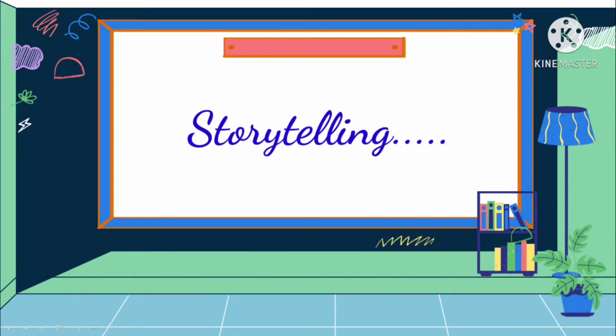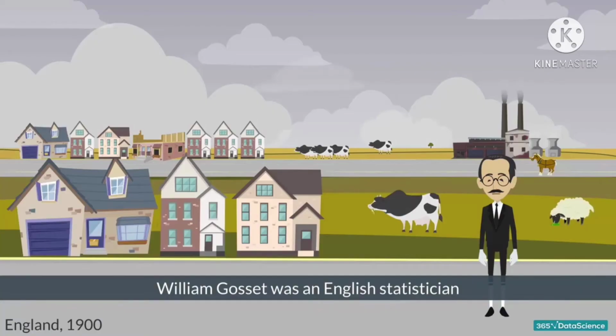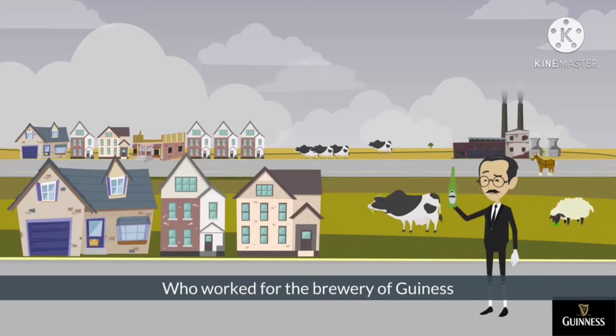Storytelling! William Gossett was an English statistician who worked for the brewery of Guinness. He developed different methods for the selection of the best-yielding varieties of barley, an important ingredient in making beer.